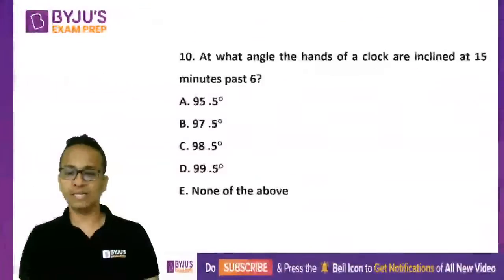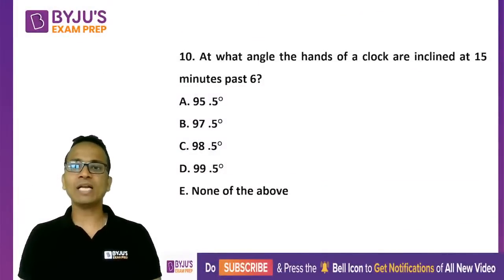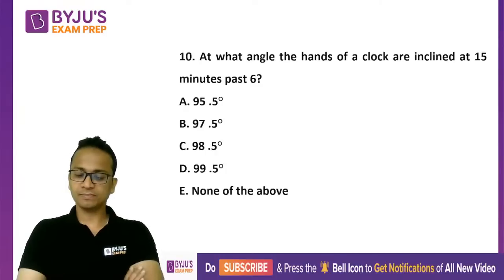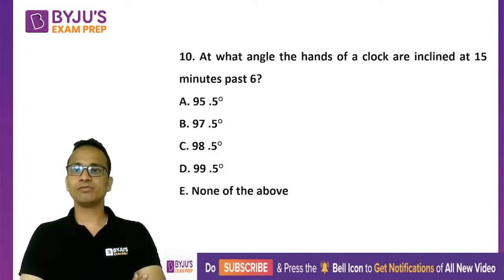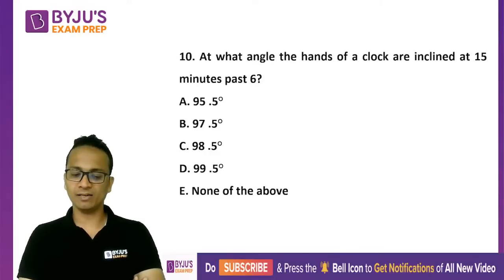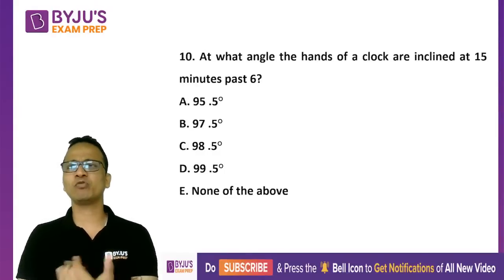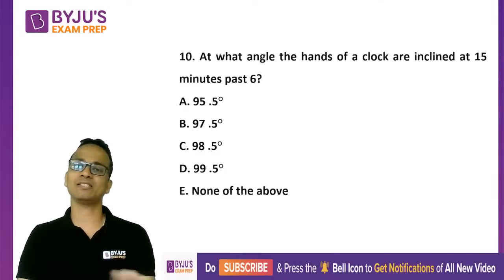Next question, question number 10. At what angle the hands of the clock are inclined at 15 minutes past 6 o'clock? So you have to find out the angle when the time is 6:15. When the time is 6:15, you will have to find out the angle. Yes, Shubham, you can subtract from 12 as well. Absolutely correct. Subtract from 12, you will get the same answer.